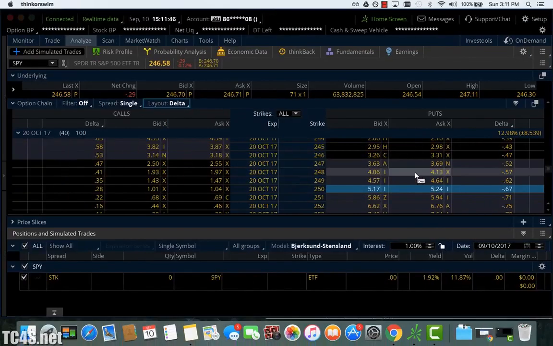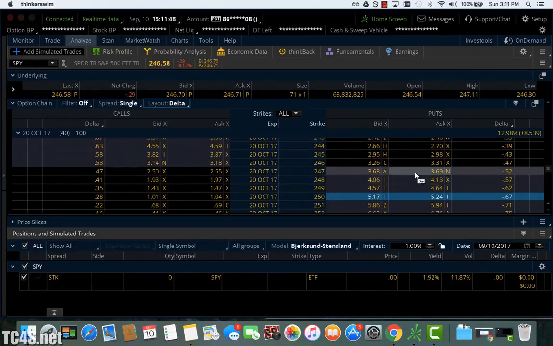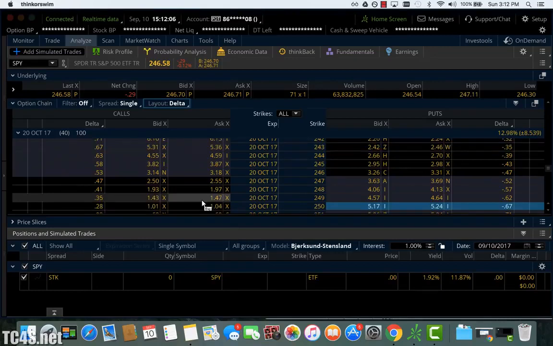So there's a couple things. Let's talk about an out of the money option first. Let's talk about the 250 call. The 250 call currently has about $1.02 worth of extrinsic value. That is kind of like the fairy dust value that, if this option expires out of the money, will go to 0.